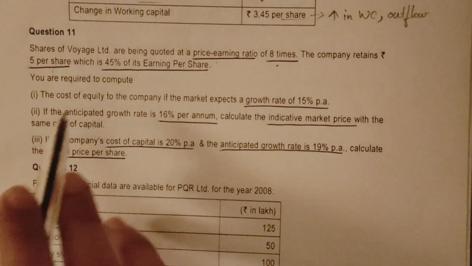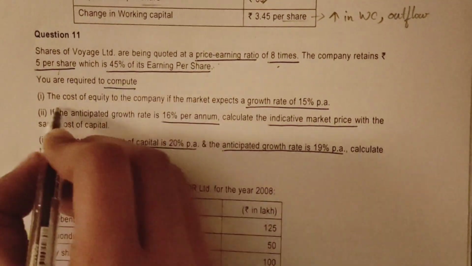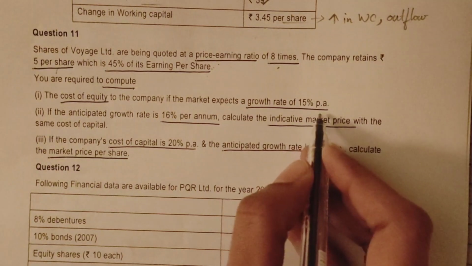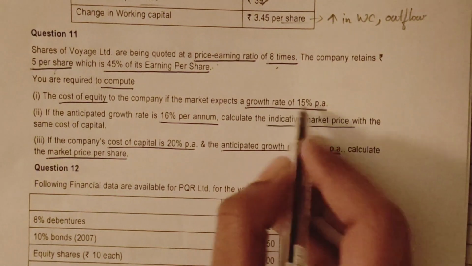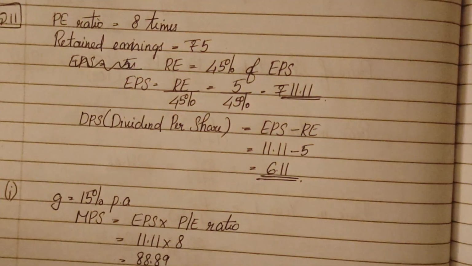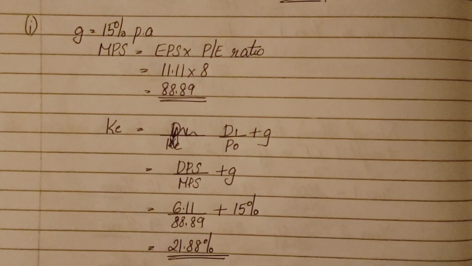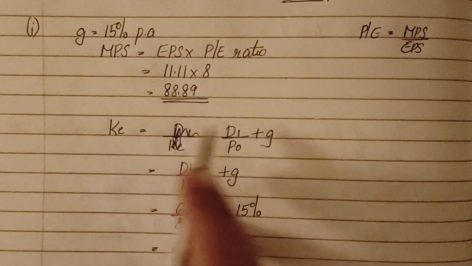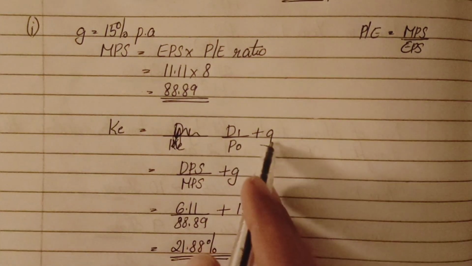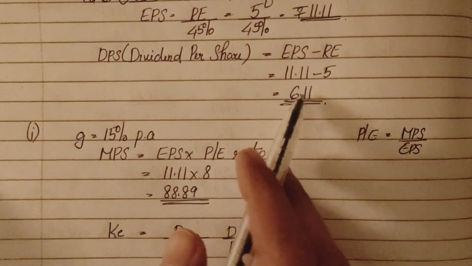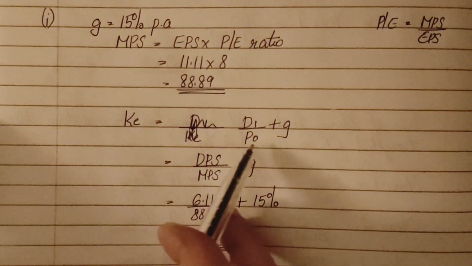First question, compute the cost of equity if market expects a growth rate of 15% per annum. So growth rate 15% is given. We need to calculate KE. So G is equal to 15% per annum. KE is equal to D1 divided by P0 plus G. D1 we already computed 6.11 divided by P0.